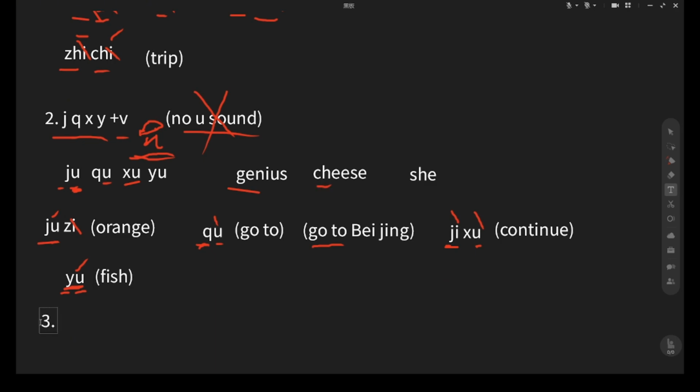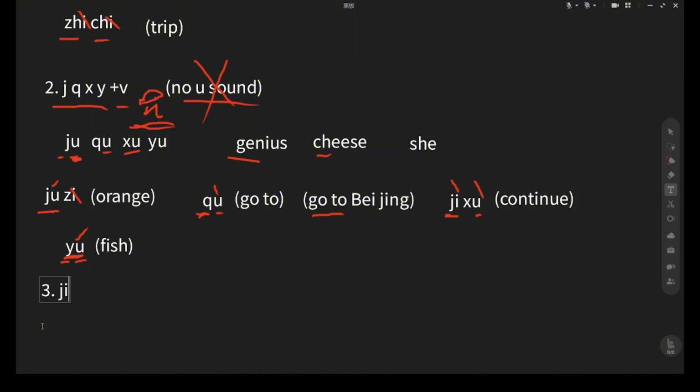Let's see rule number 3. I have a question: do you know how we mark the tone? Do you remember? We mark the tone on the vowel, yes. But what if we have several vowels in one pinyin? For example, like this. There are 2 vowels, right? E and R, right? So which one do we mark on?